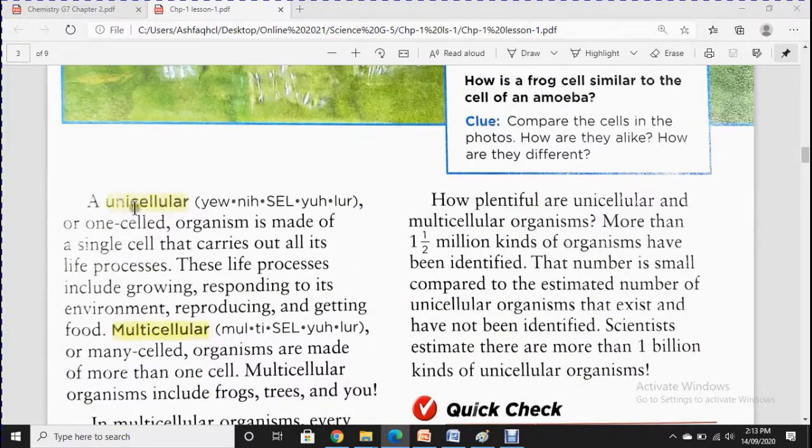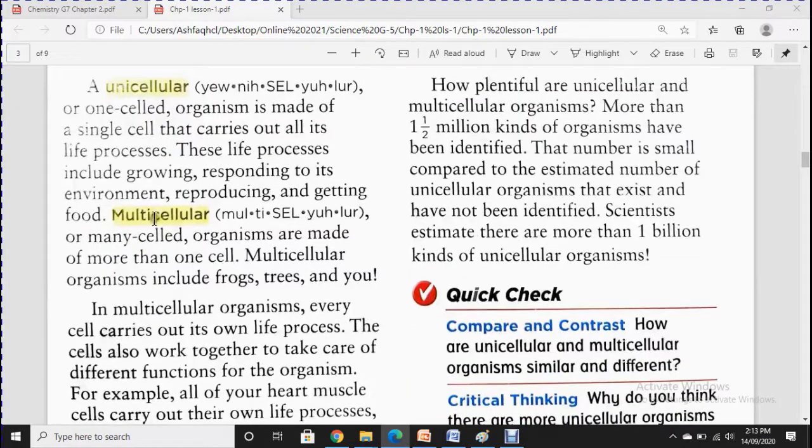unicellular. What is uni? Uni means one. So let's see the definition of unicellular. A one-celled organism is made of a single cell that carries out all its life processes. Second, multicellular. Multi means more than one, or many-celled organisms are made of more than one cell. Multicellular organisms include frog, tree and you.